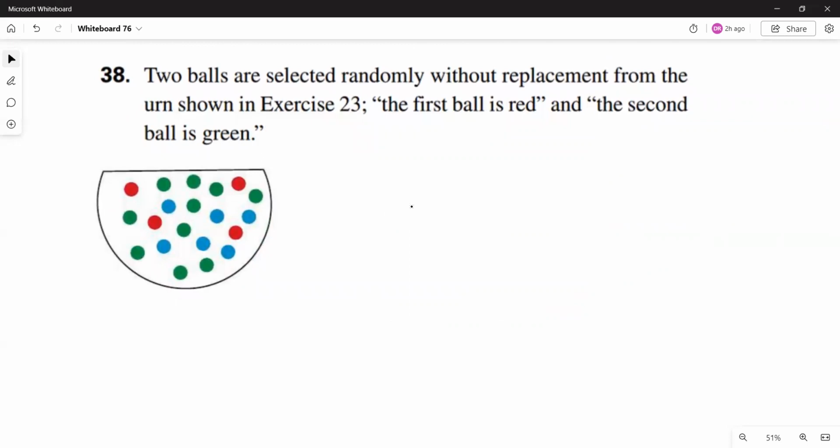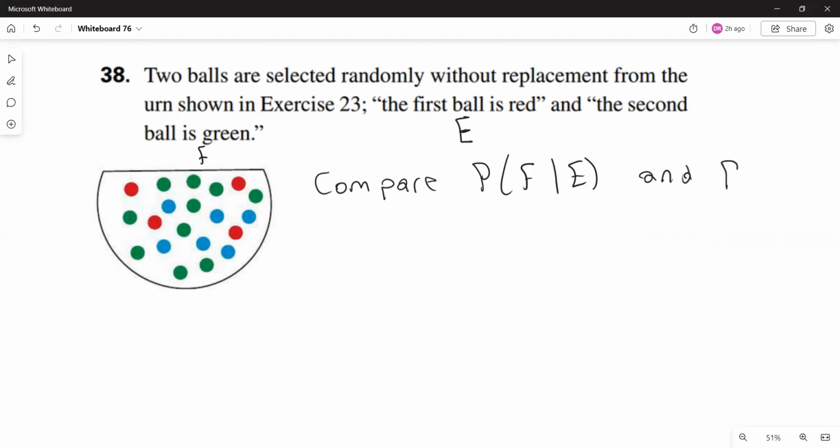So we have these events. I'm going to give them names. I'm going to call the first ball is red E, and the second ball is green F. So we need to compare the probability that the second one is green, given that the first one is red, and the probability that the second ball is green.